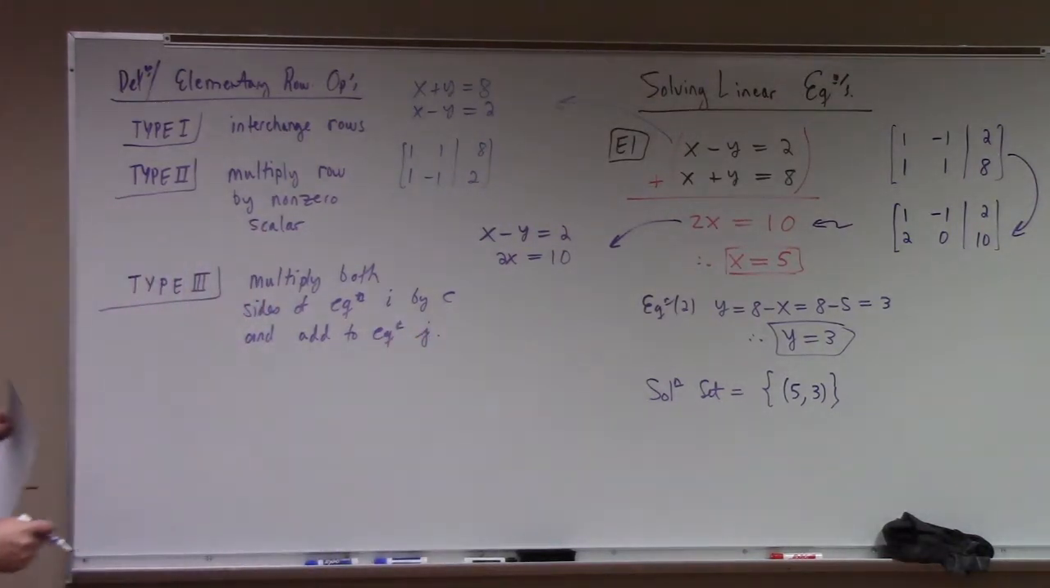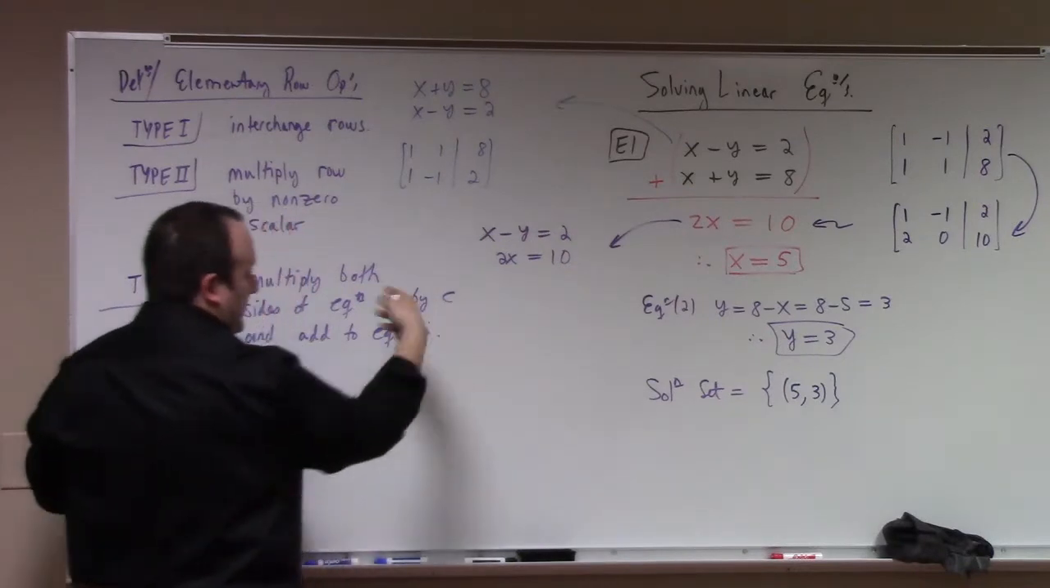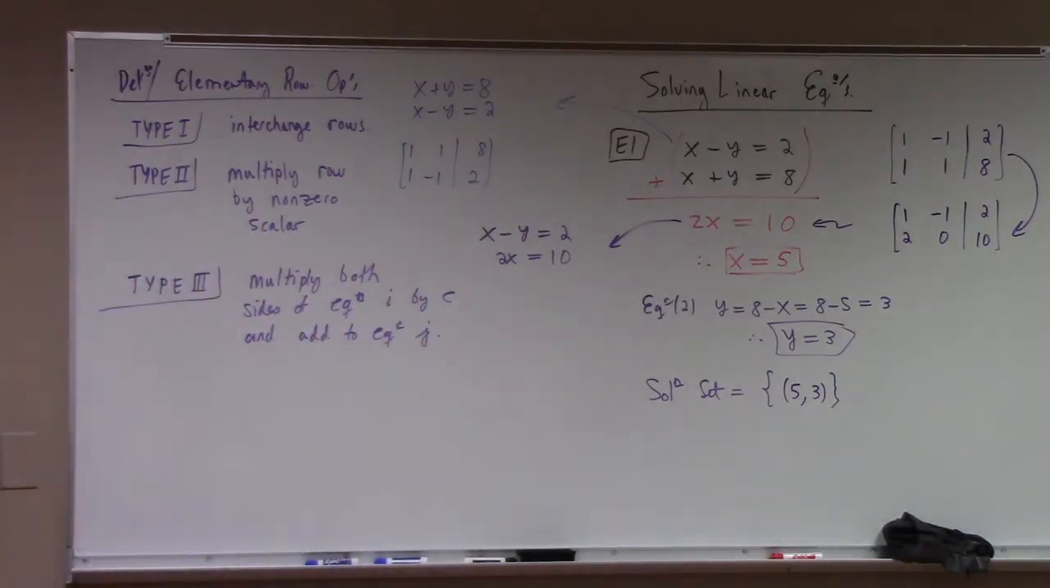So type 3 I have illustrated in either adding or subtracting. But you could also take one of the equations, multiply it by 3, and add it to the other equation. That would not change the solution set either. I've just added or subtracted equations, but you could add multiples of one equation to another. That's the type 3. In everything I've done over here, C has been equal to either 1 or minus 1 so far. All right?